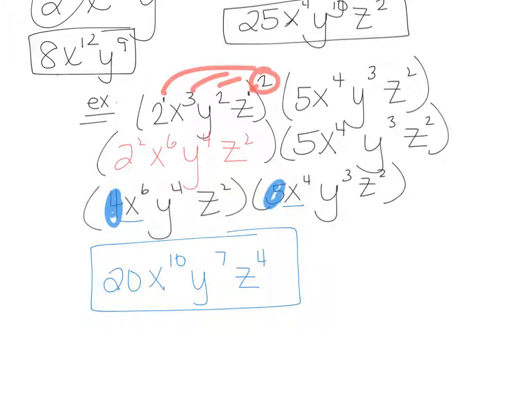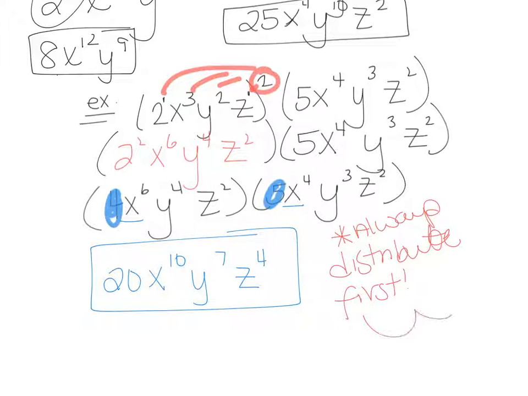The big thing that you want to take away from this example is you always distribute first. If you can distribute, you better distribute first. If you can't distribute, then don't distribute first. You clean up what you can clean up.